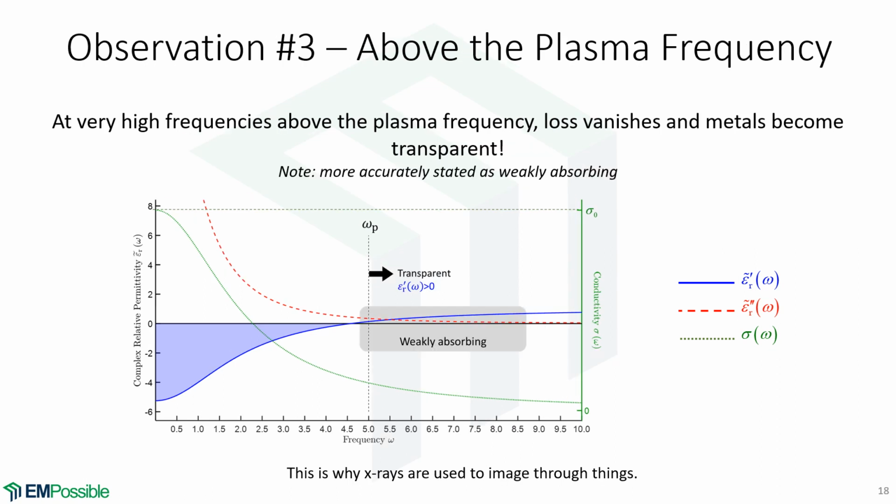Well above the plasma frequency, for the most part, metals become transparent, but to be more accurate, we would call it weakly absorbing. If they didn't absorb at all, then X-rays would not be able to image our teeth and bones and body organs and stuff like that. So it is weakly absorbing, and that's actually a very useful thing for us in order to image things.